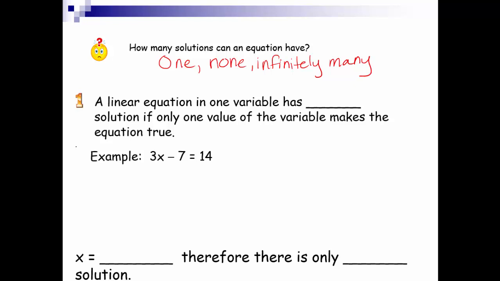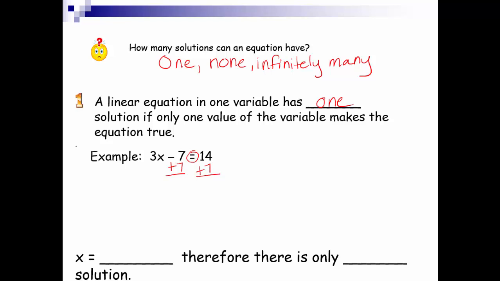A linear equation in one variable has one solution if only one value of the variable makes the equation true. That means there will be only one answer that will be able to work in that equation. Let's take a look at our example. We have 3x minus 7 equals 14. Well, our first step is to add 7 to both sides because we're trying to get the x by itself. So I'm going to go ahead and do it to both sides because this equal sign tells me that they always have to remain equal.